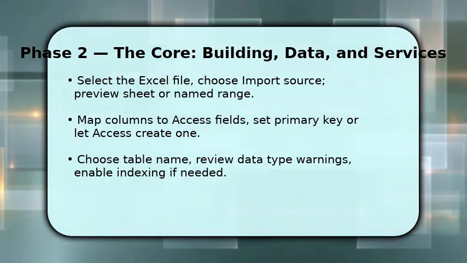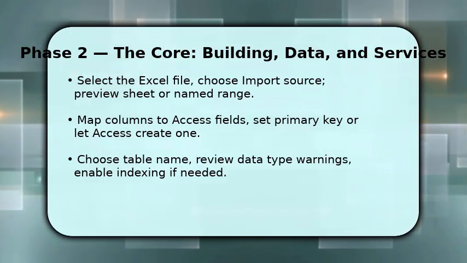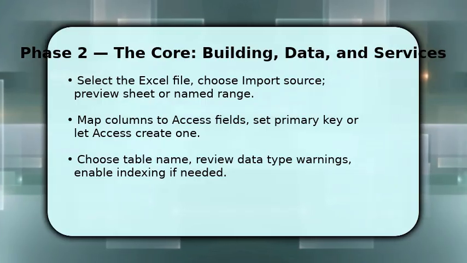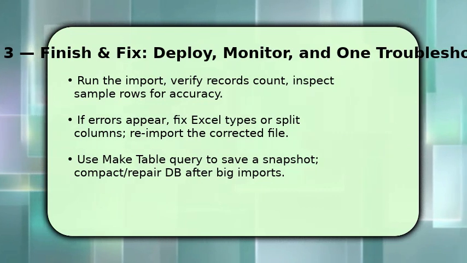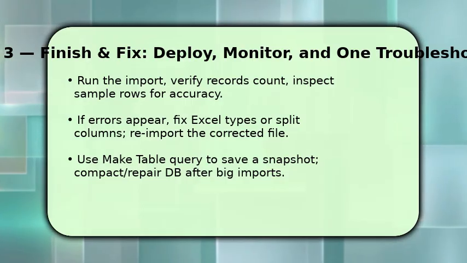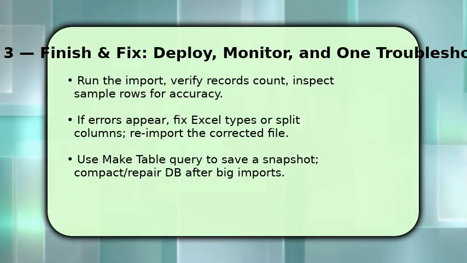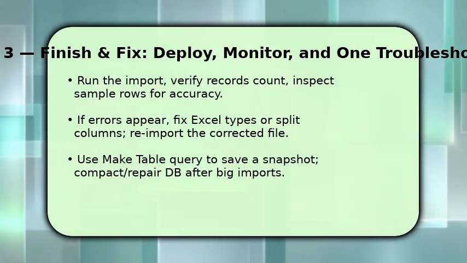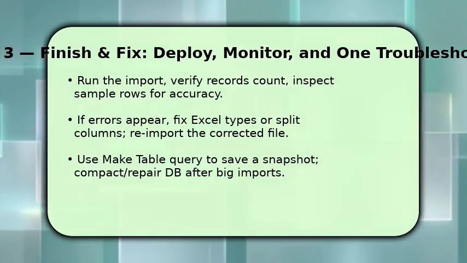Once mapping looks right, run the import and watch for type mismatch warnings, so you can correct them before moving on. Finish by running the import and immediately verifying the results. Check the record count and inspect a handful of rows to confirm values and formats. If Access flags errors or skips rows, return to Excel, correct data types, remove stray characters, or split combined columns and re-import. This resolves most problems.